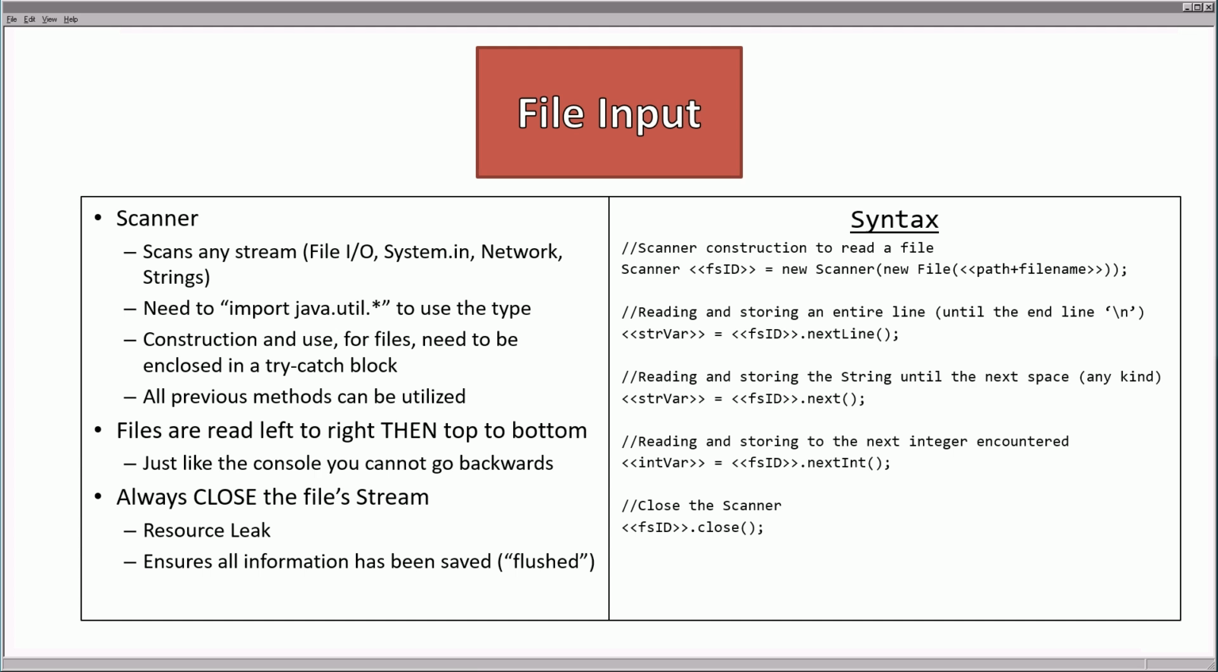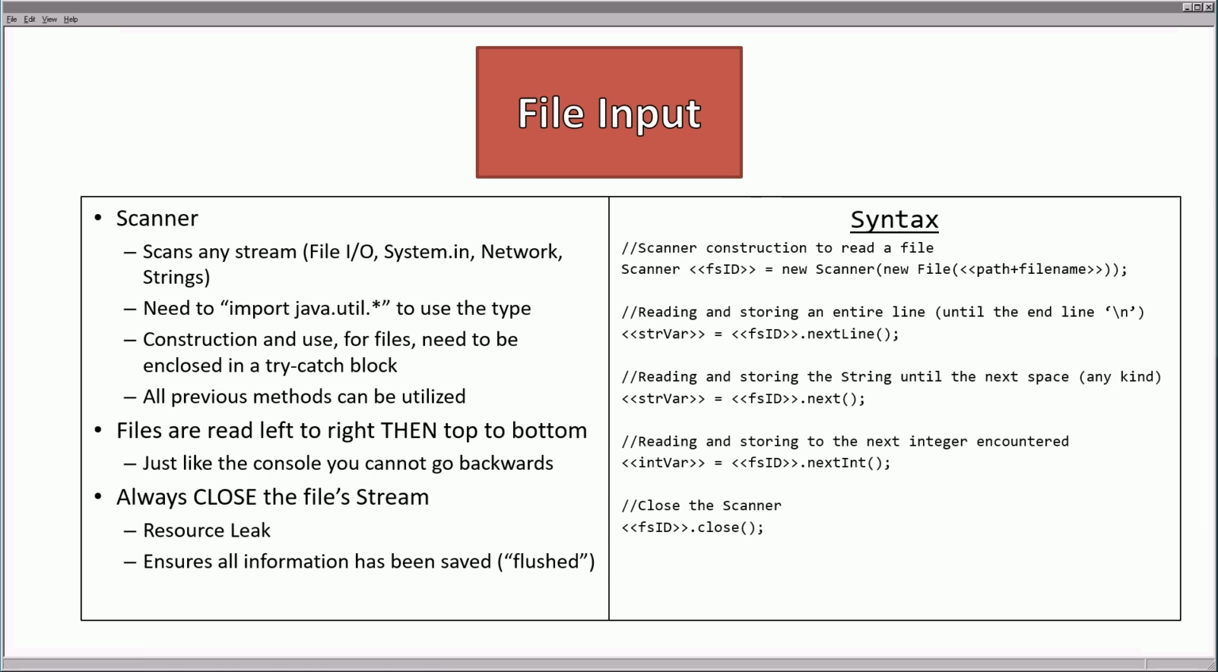Now, the syntax to set up a file Scanner starts out very similarly. The only major difference is instead of System.in as the parameter, we pass in a new instance of this File given the path and the file name. So now this file Scanner is reading this file. Some very common methods that we should consider using is if we're reading the entire line. So starting from wherever the cursor starts in the file up until it encounters a new line, we can use the method nextLine to basically read this entire string and store it into the string variable.